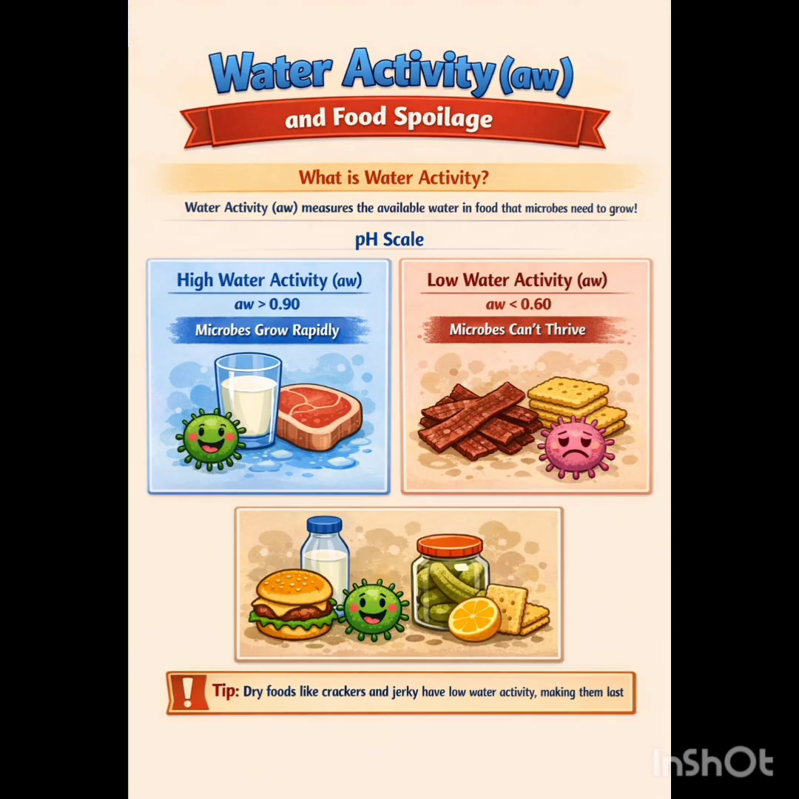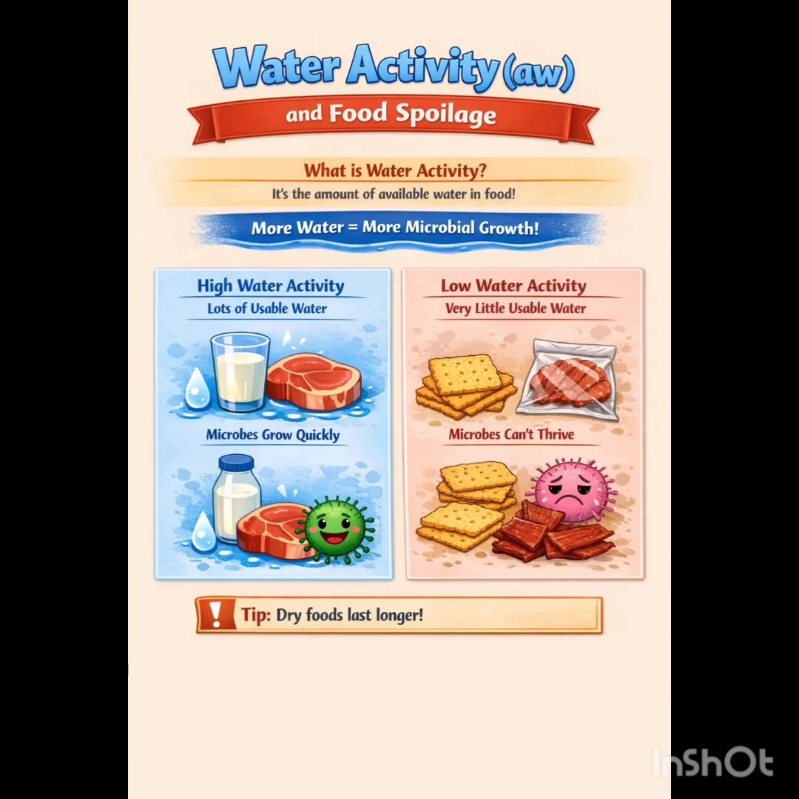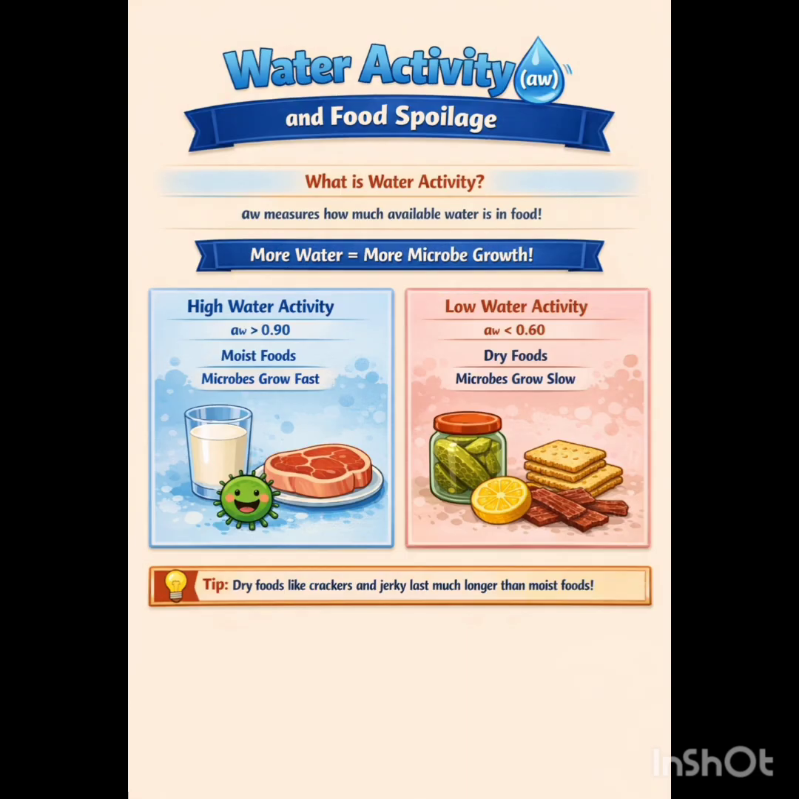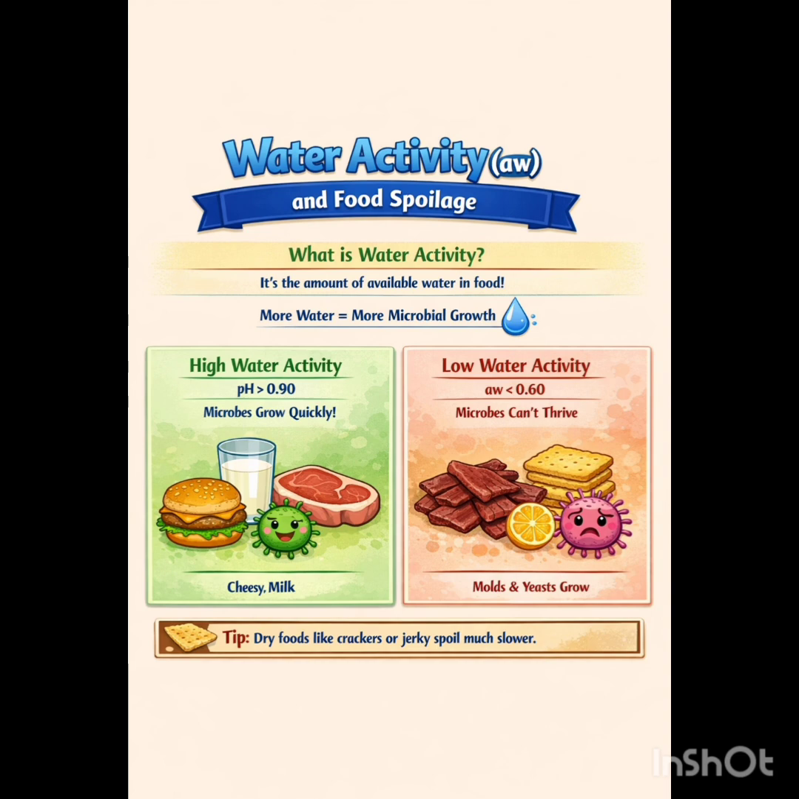Next is water activity, which is about how much usable water is available in the food. Microorganisms need water to grow. Foods with high water activity, like milk or fresh meat, spoil quickly because they provide enough water for microbes. And on the other hand, dry foods like biscuits or dry grains last longer because there isn't enough free water for microbial growth.